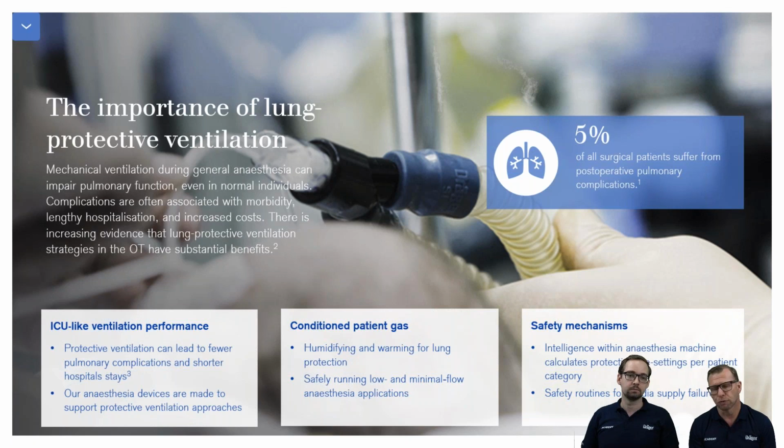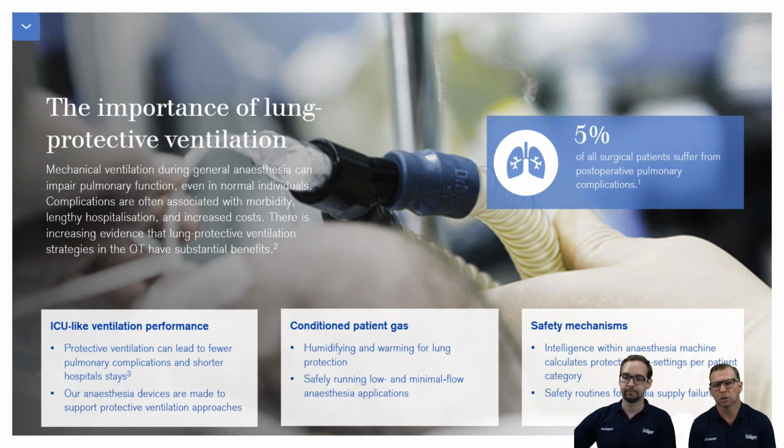We've already talked about improving clinical outcomes as something that Dräger are very focused on. We really believe that lung protective ventilation is a way in the OR that we can help clinicians achieve these improved clinical outcomes. We know that in the developed world with modern equipment, at least 5% of patients having surgery still have some sort of postoperative pulmonary complication. And from that, there are some dangers that we need to face.